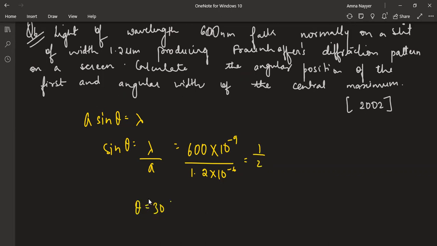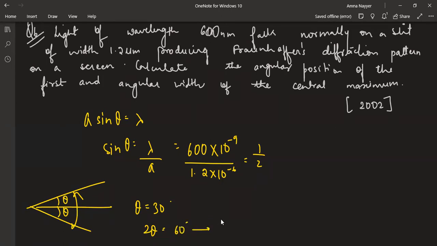And see, angular width of central maximum is always double. Remember, I had told you because 2 theta will be there. No, this 1 theta and this theta. So entirely this becomes 2 theta. So that is 60 degree. This will be angular width. Quickly note this and try to answer all the questions, at least attempt it.